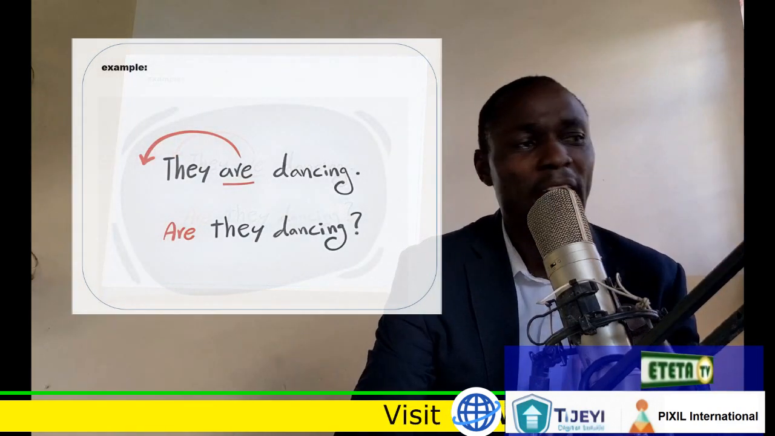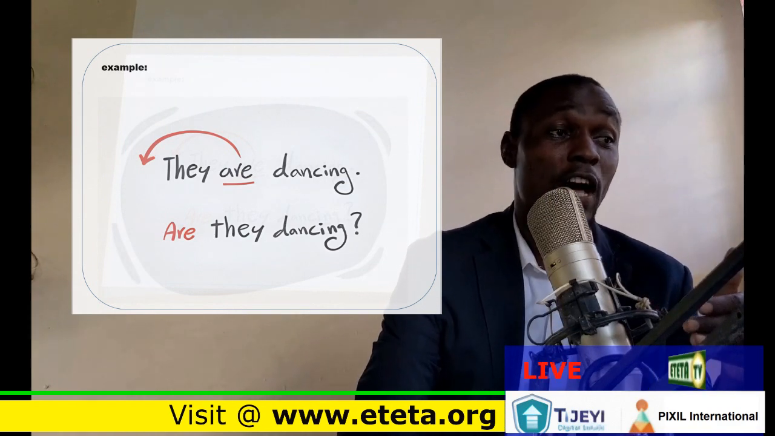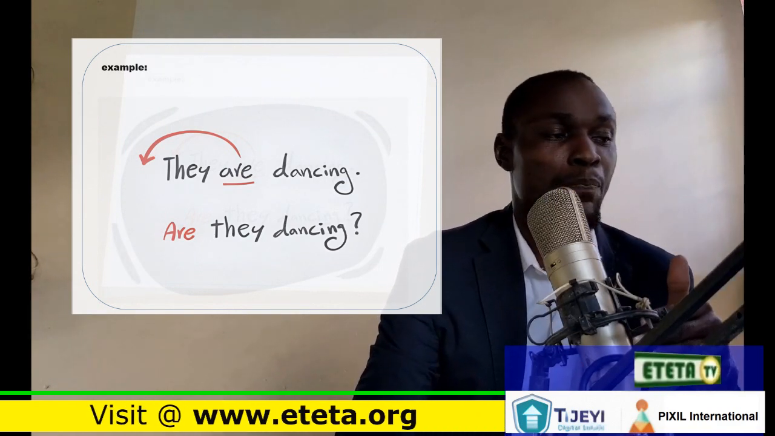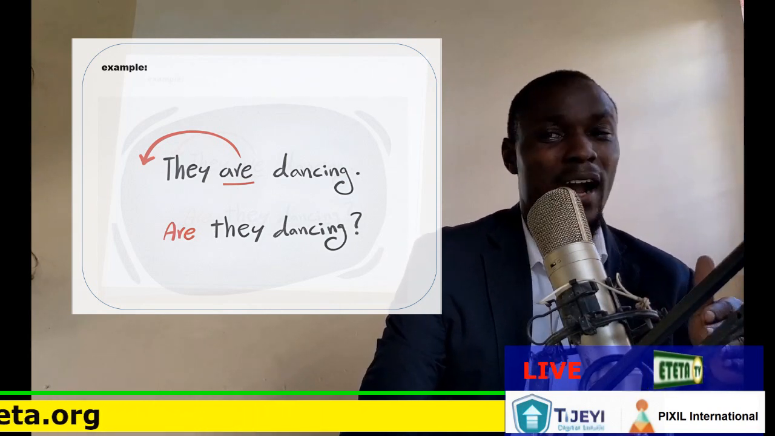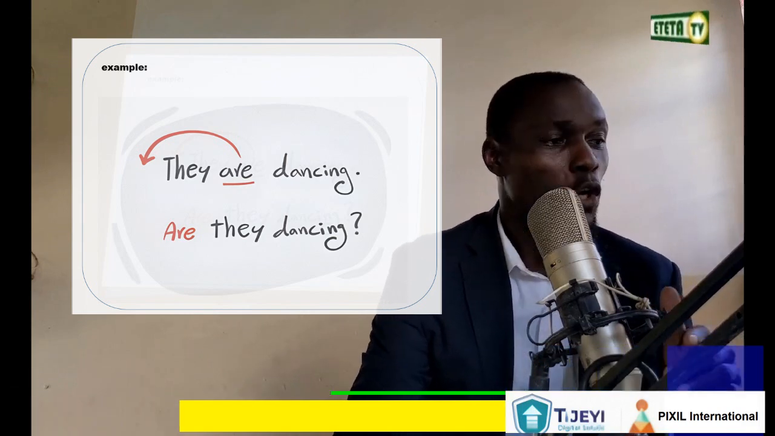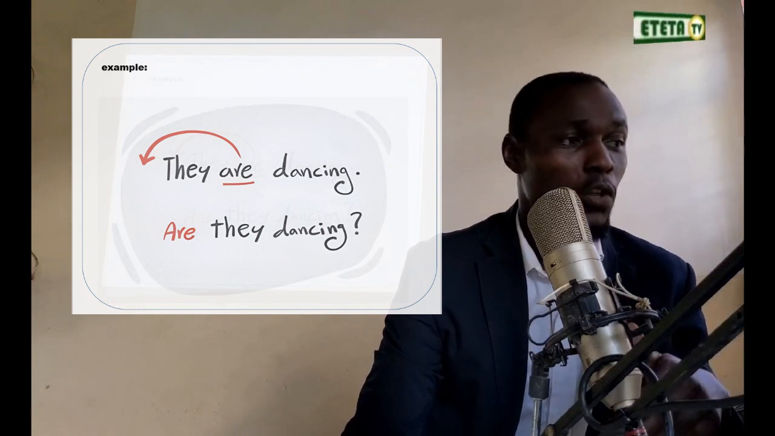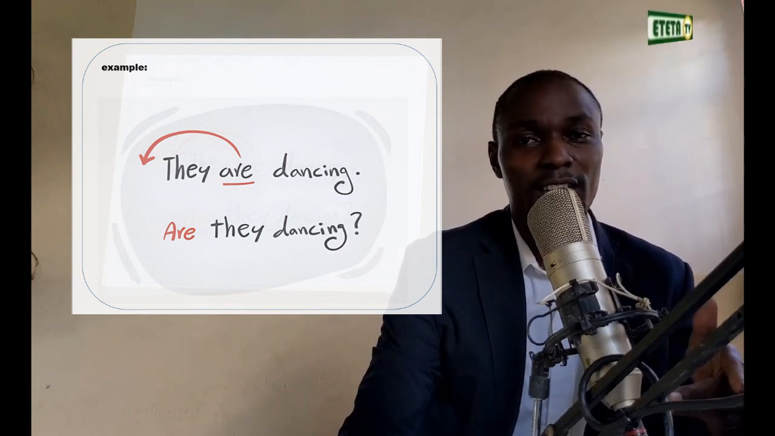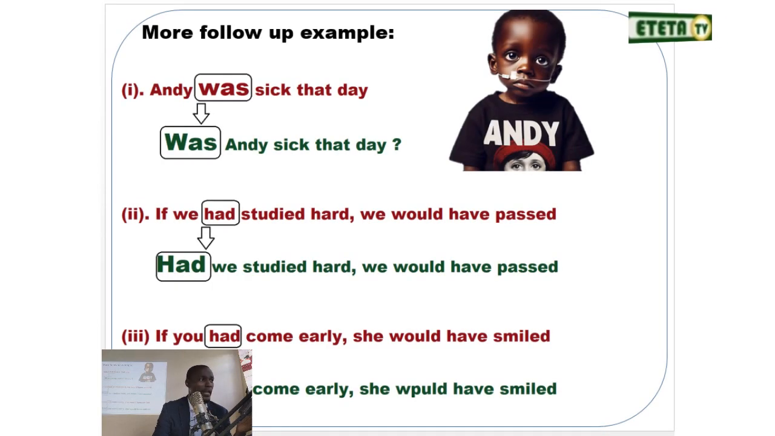Again, we have another example where we have a sentence like they are dancing. They is the subject, are is the auxiliary verb, and the main verb is dancing. But when we do verb inversion, this sentence will begin with are, which is an auxiliary verb. So it will be: are they dancing? Instead of the sentence beginning with they, it begins with are. Are we together?